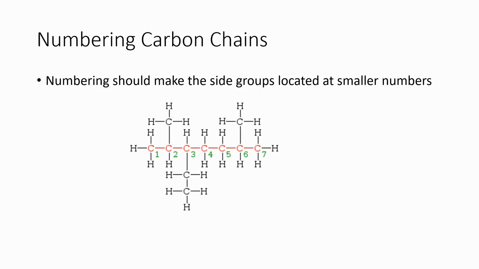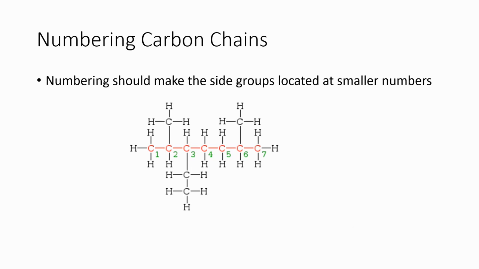Okay, so we've got 1, 2, 3, 4, 5, 6, 7. So I could either number this way, 1, 2, or 1, 2. They both have a methyl group. That's equal. But if I go this way, I have 1, 2. There's a methyl group at 2. And then 3, this is an ethyl group at 3. So if I go this way, the methyl group is at 2, the ethyl group is at 3, and then I have another methyl group at 6.